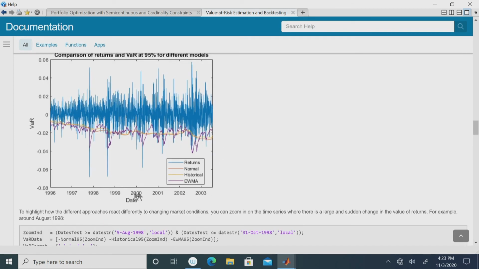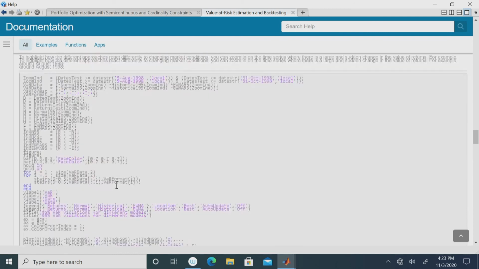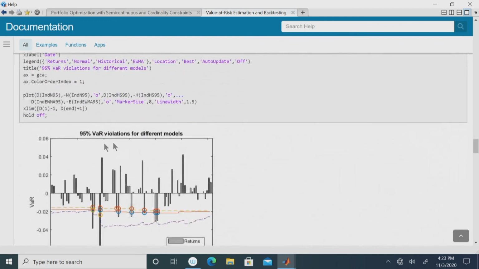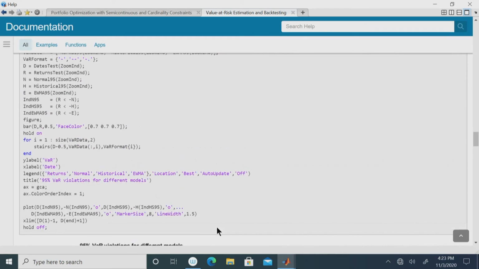Since this is over a larger period of 1996 to beyond 2003, what you can do is have a more localized view of what is going on here. So, accordingly we choose a localized period of 5th August 1998 to 31st October 1998. And you observe here carefully that this is from 5th August and this is up to 20th October.